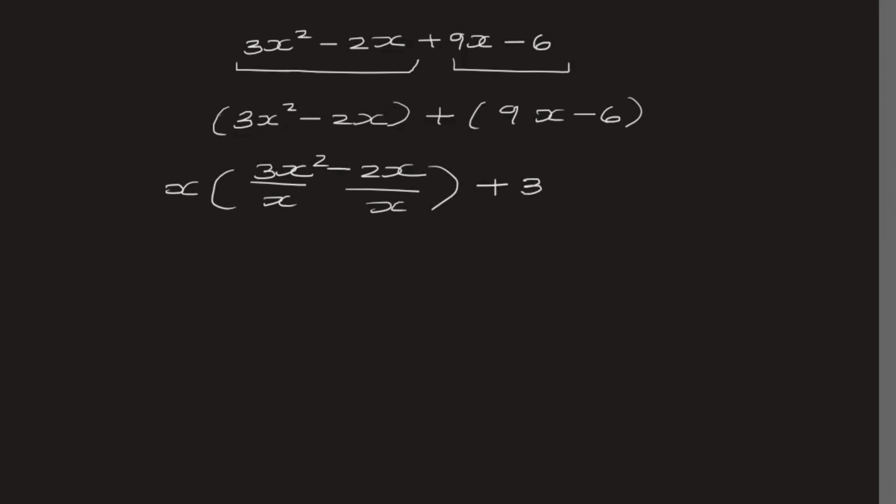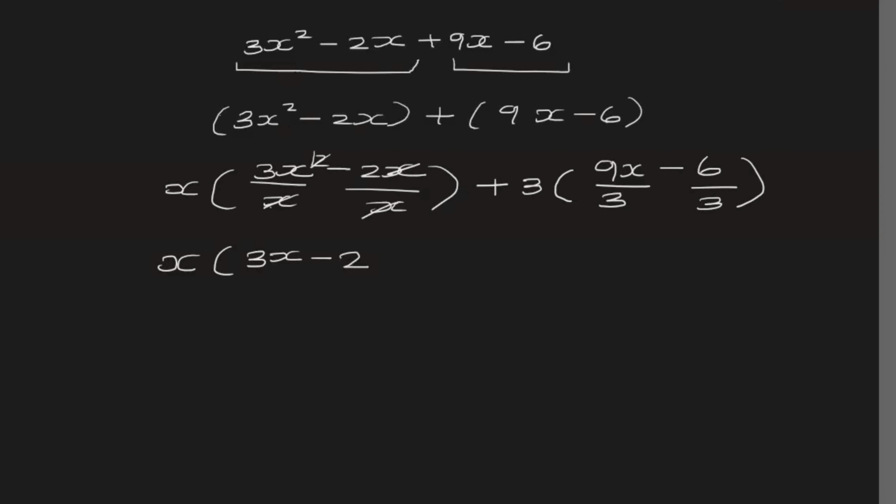So we write 3 outside. Then we have 9x minus 6 divided by the highest common factor, which is 3. So we're going to have x here, and this x will cancel out with one of the x here. Then we're going to have 3x there, minus; this x will cancel out with that x. We're going to have 2 there, plus 3.